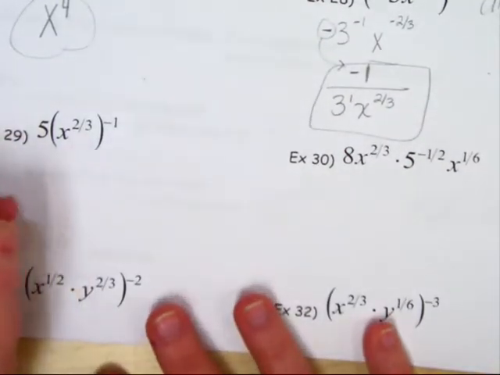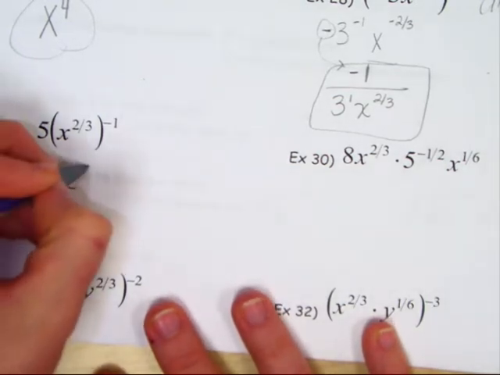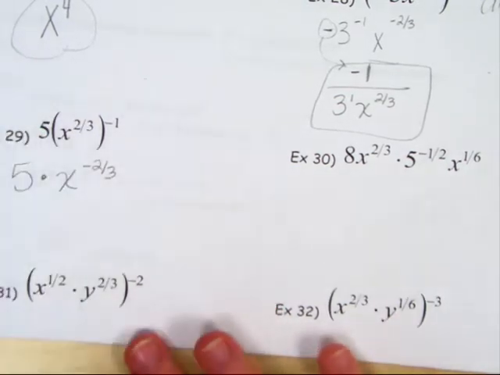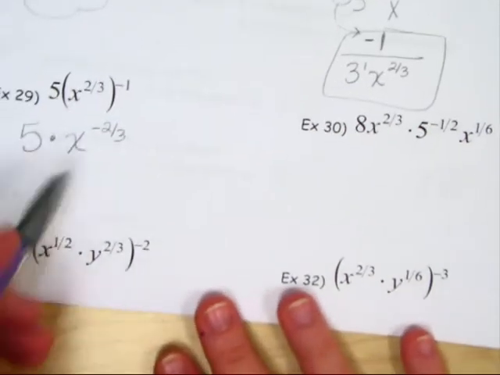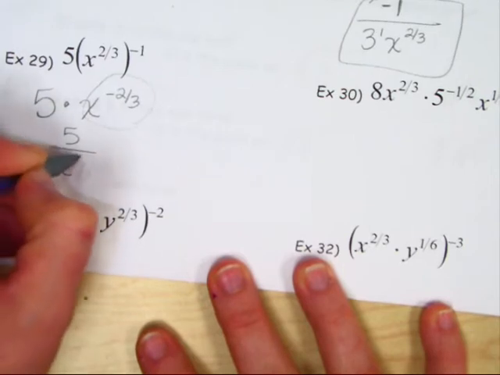Number 29. You keep the 5 on the outside, and you get x to the negative 2/3 when you distribute in your parentheses. Fix your negative exponent to be 5 over x to the 2/3.